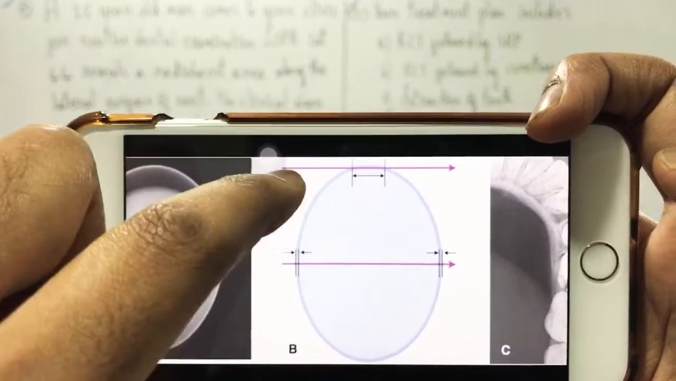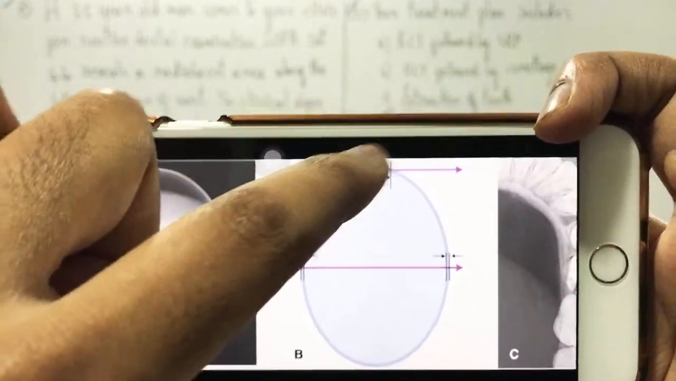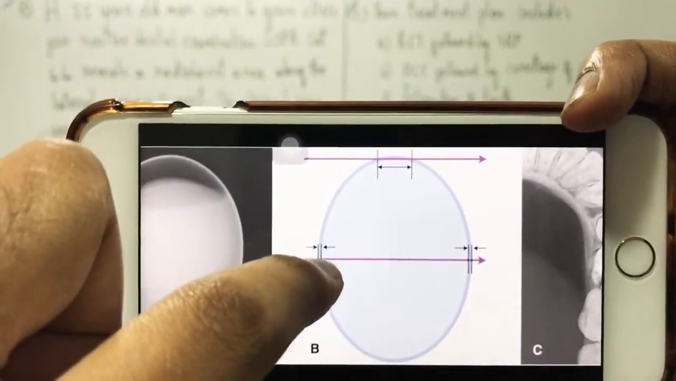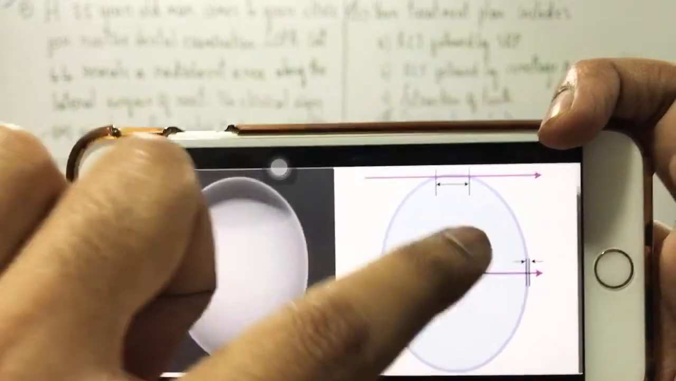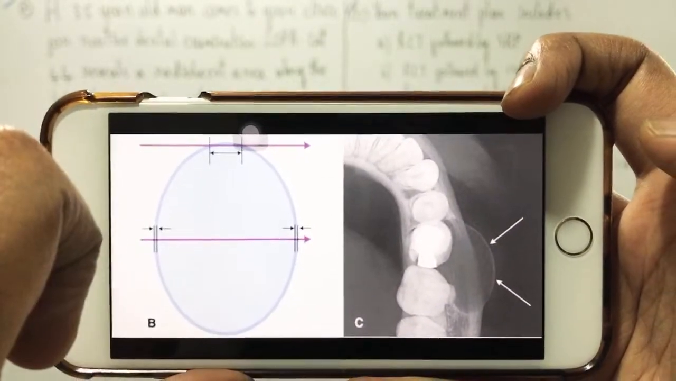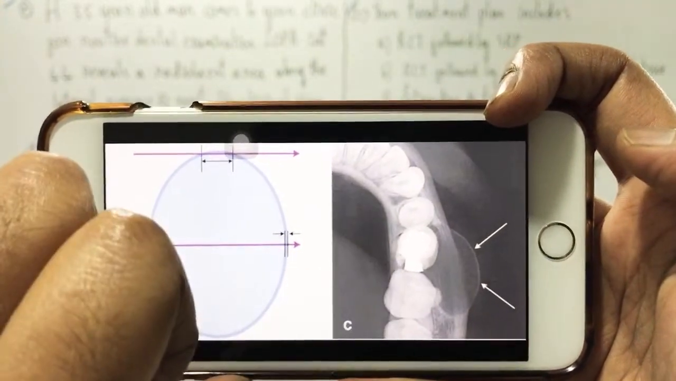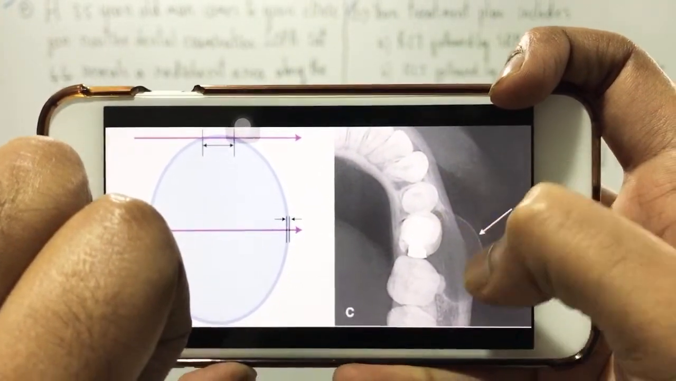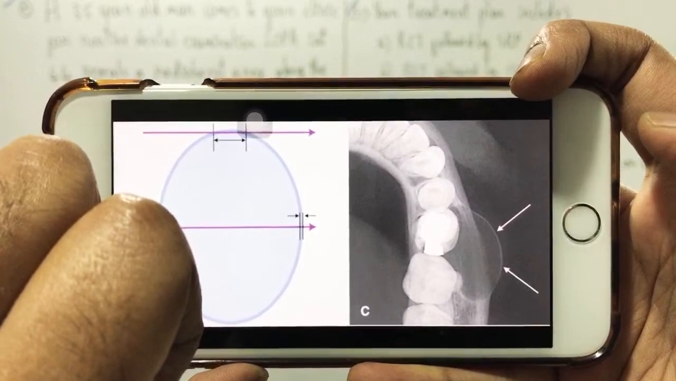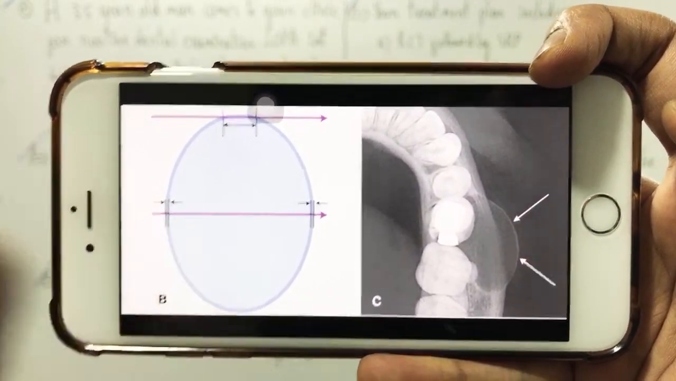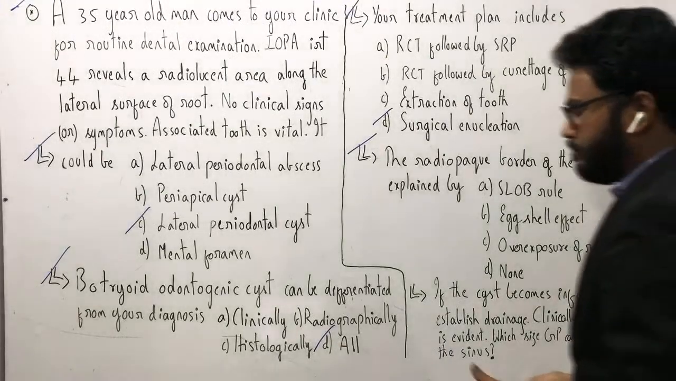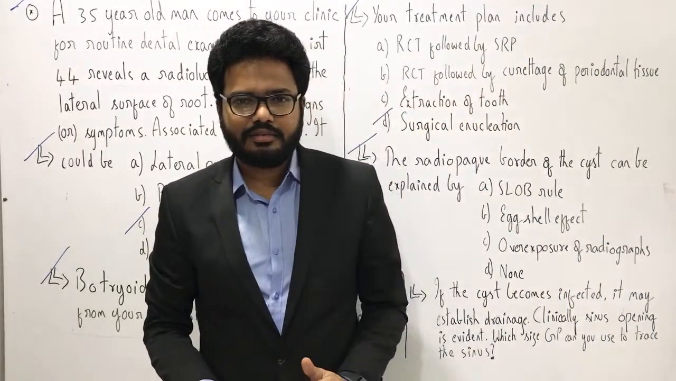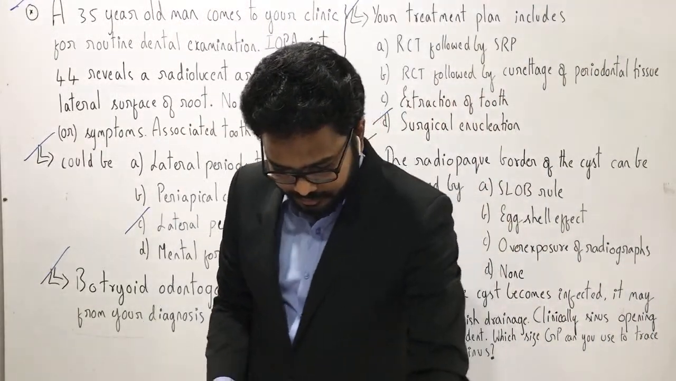So as a consequence, these X-ray photons are attenuated to a greater extent compared to these. And that's the reason why you have this peripheral eggshell effect, right? It's very simple to understand. And also you can see a case of expansile lesion with a peripheral radiopacity, right? So the radiopaque border of the cyst can be explained by the eggshell effect, would be the more appropriate answer.